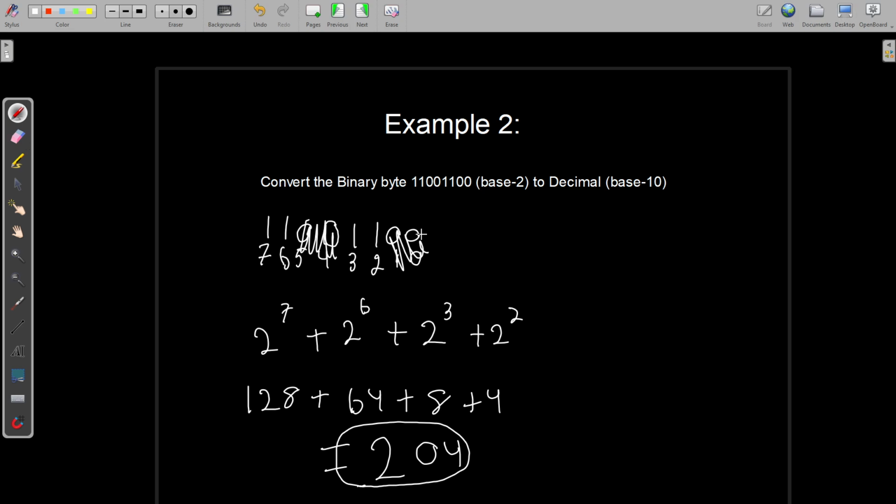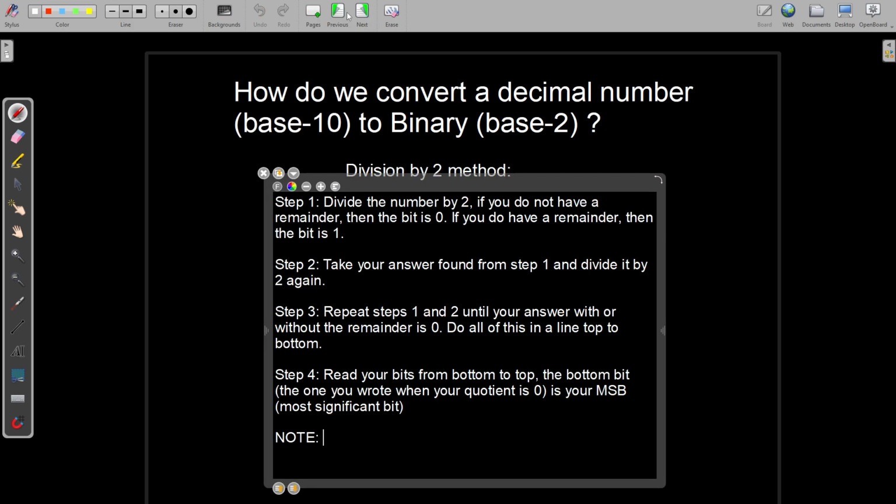Perfect. So now we know how to convert a binary word to decimal. But how do we convert a decimal back to a binary word? Well, that is also rather simple, and we'll learn on the next page. All right, and whoops, let me just click out of that.